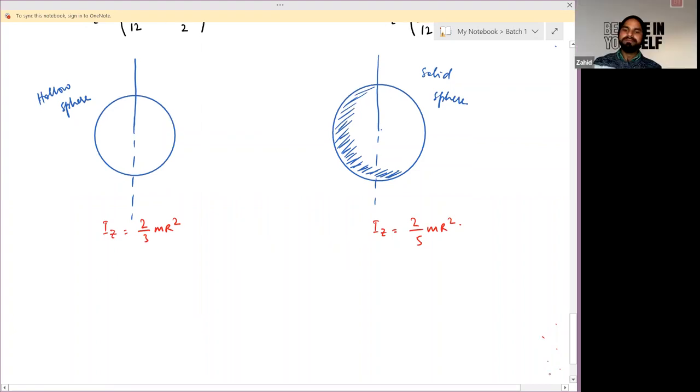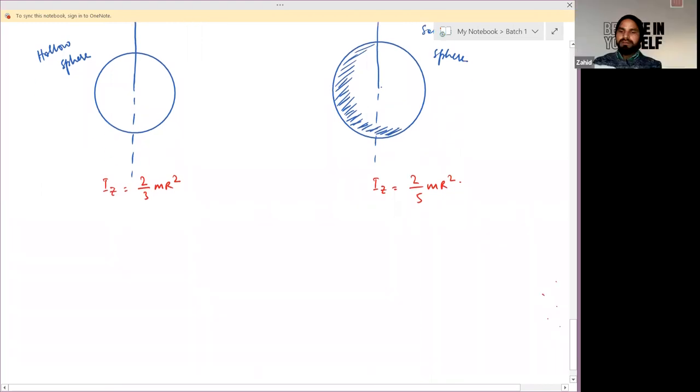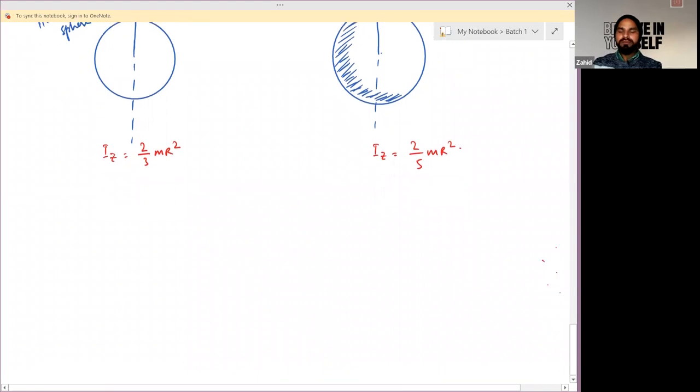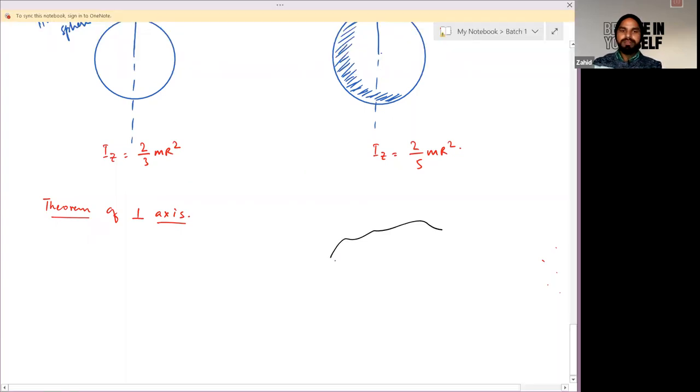Hiba, you have written? Yes, sir. Now, to calculate moment of inertia for any axis other than the center of mass, we use two different theorems. So first is the theorem of perpendicular axis, or perpendicular axis theorem. Suppose you have any object like this, or a two-dimensional body. In physics, it is called a lamina.